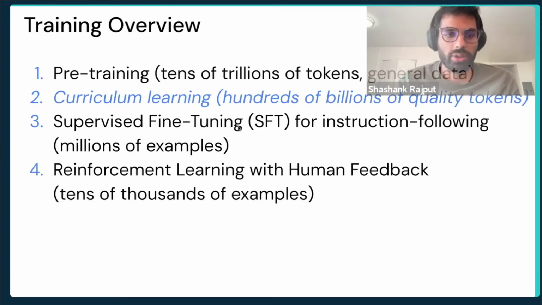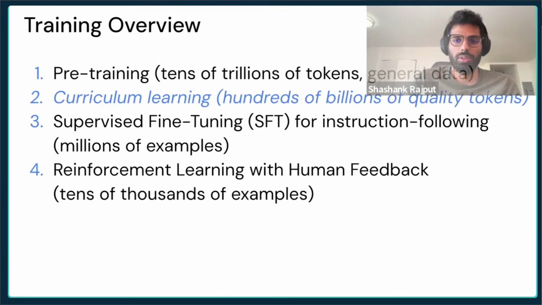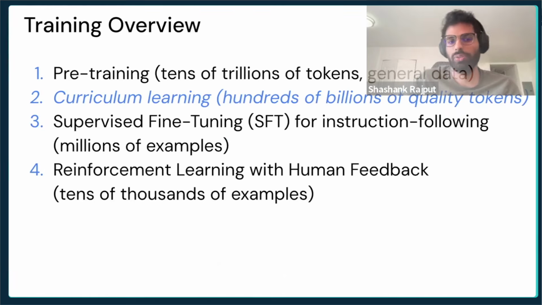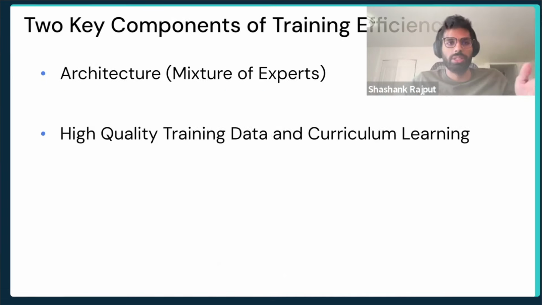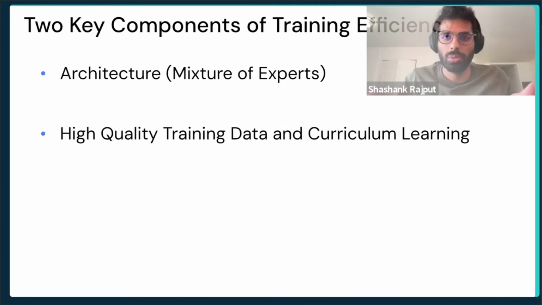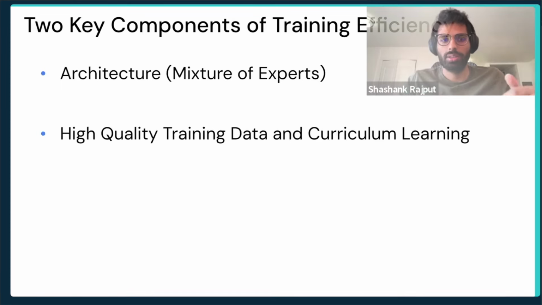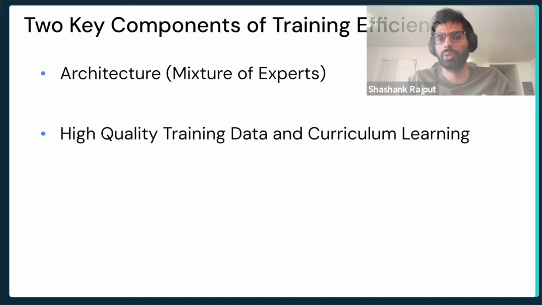The next steps after curriculum learning are supervised fine tuning, which is where we train it to do instruction following, and then reinforcement learning with human feedback. Basically, in summary, there are two key components of training efficiency that we had for DBRX. One is the architecture, which is the mixture of experts architecture that we used. And the second is high quality training data and curriculum learning.